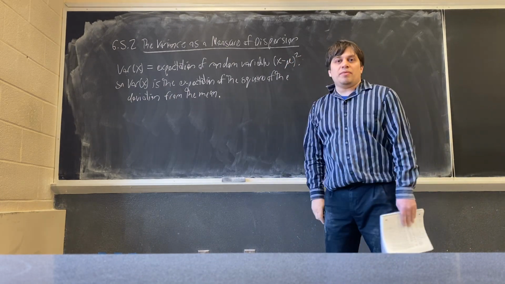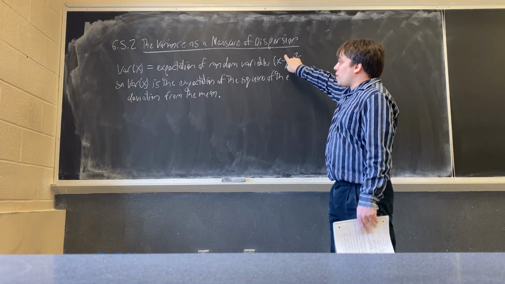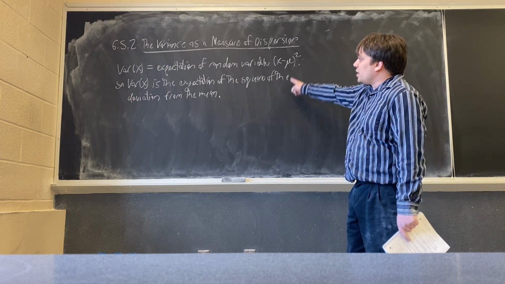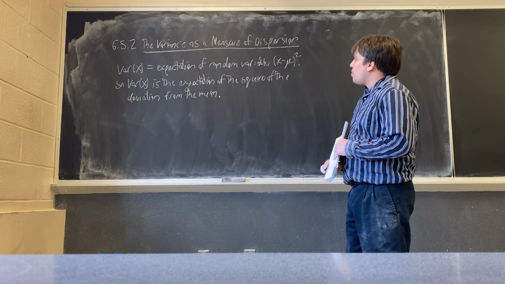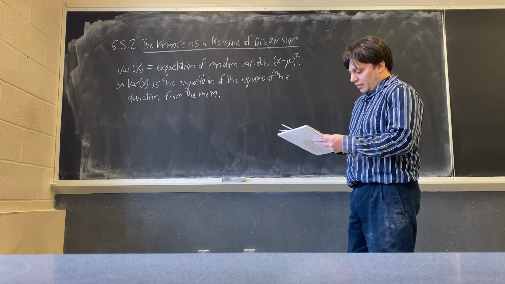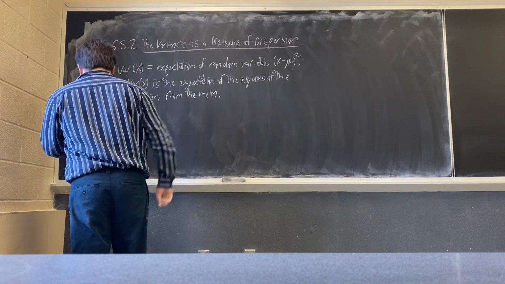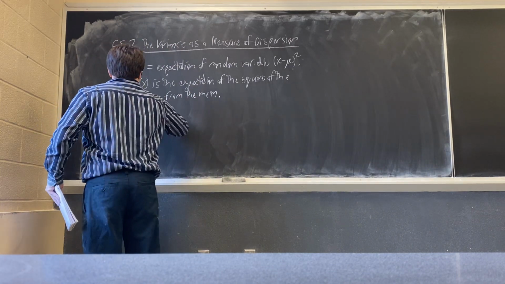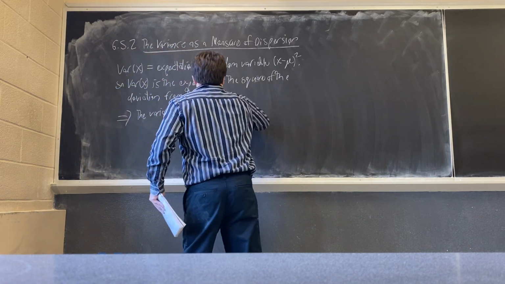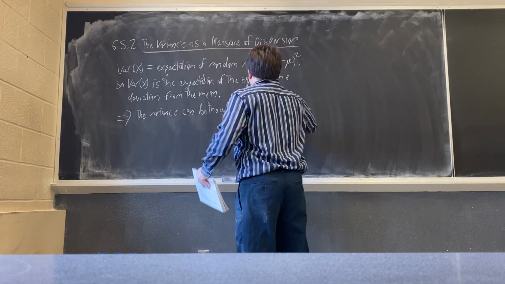X minus mu is the deviation of any x value from the mean, how far away it is from the mean. And so we're squaring it. So the variance of x is what we expect the square of the deviation from the mean to be. And therefore, from that, we can say that the variance can be thought of as a measure of dispersion.